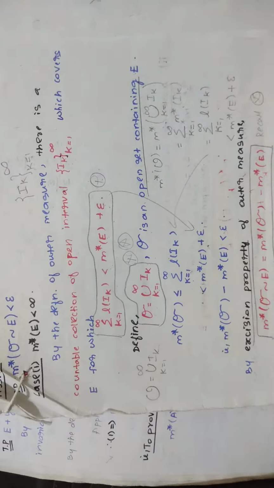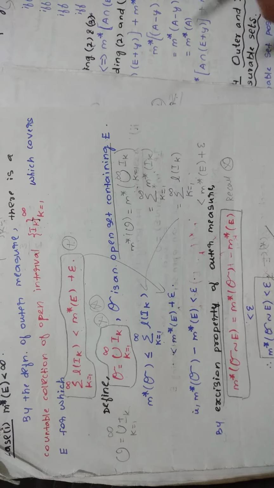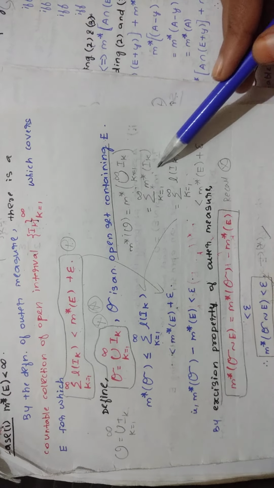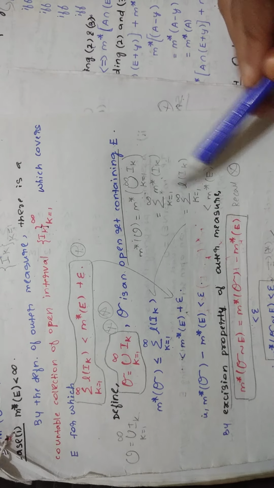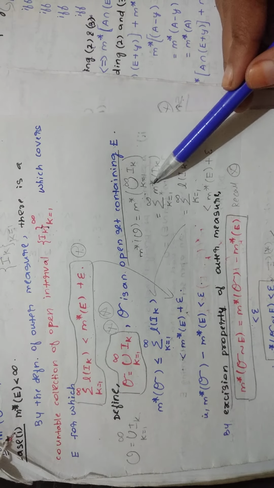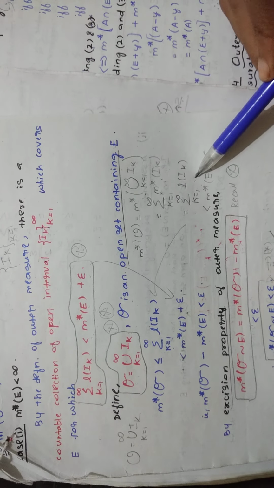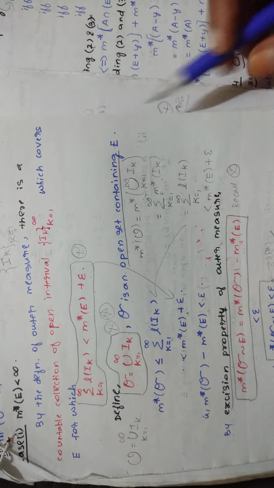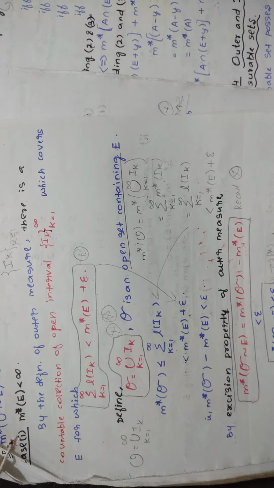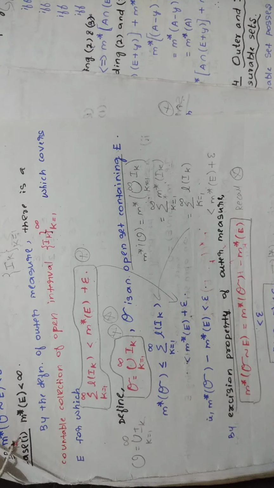Countable subadditivity of M. That's the name of the proposition. You are using that proposition and you are getting this. Now this can be written like this. Write this as it is, and M star of Ik can be written like this, L of Ik, because M star of Ik is equal to L of Ik. This is also something you are writing as a proposition.